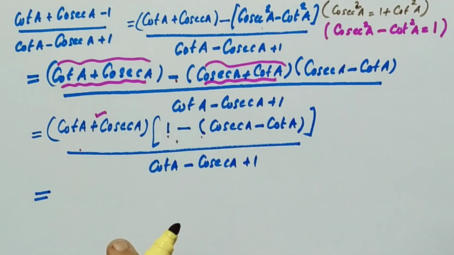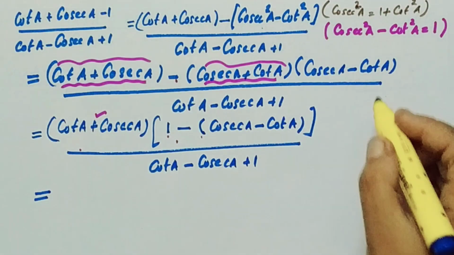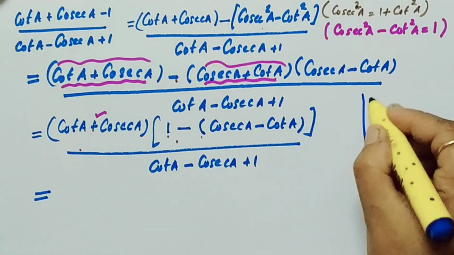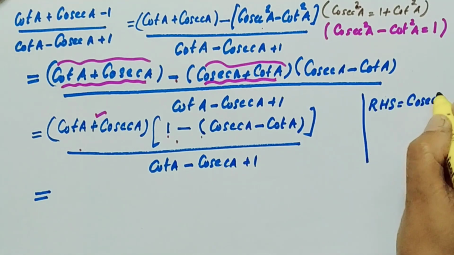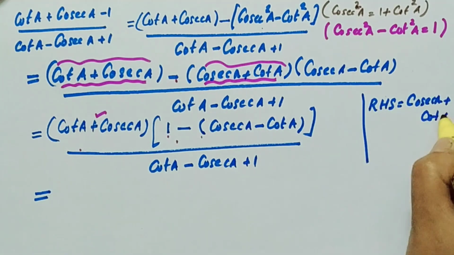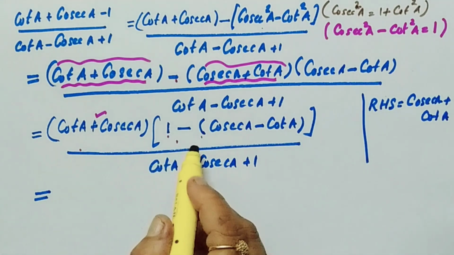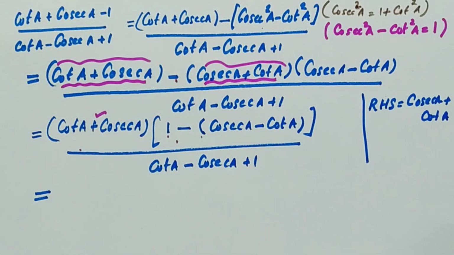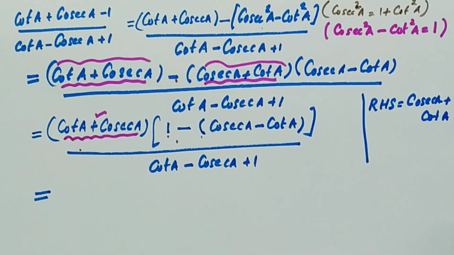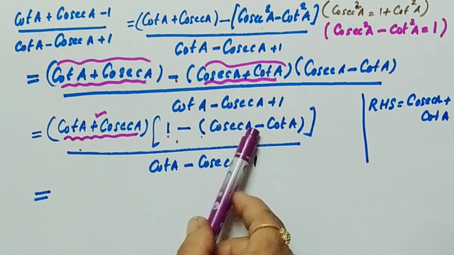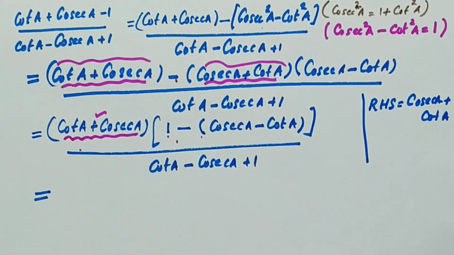Looking at the RHS, what is the RHS? So what you need to get at last, you need to prove the RHS as cosec A plus cot A. This you need to prove. Looking at this, you can see that actually cosec A plus cot A, the RHS, is obtained for you. So if you can cancel these two brackets, your answer is over. Okay, we can check whether these two get cancelled or not.